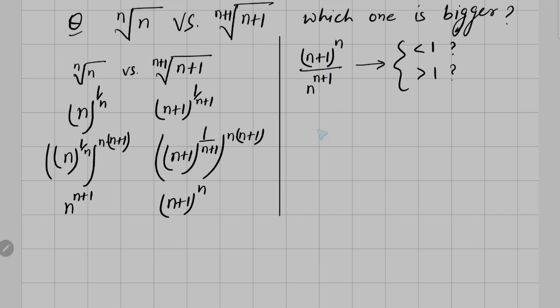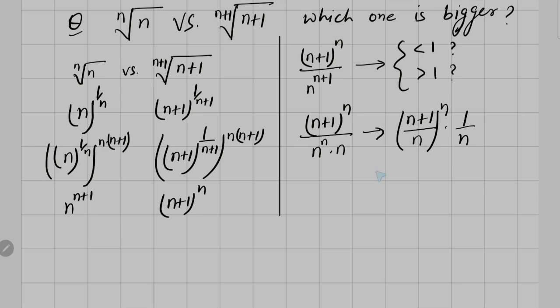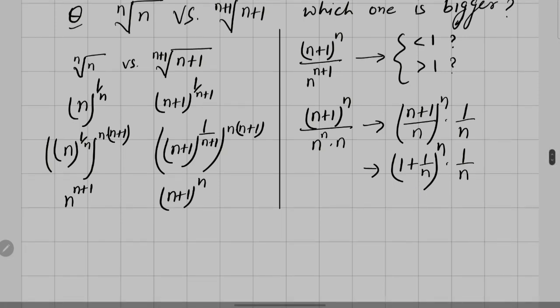So rewrite this expression (n+1)^n divided by n^n times n. Combine the power n: so ((n+1)/n)^n times 1/n. Or if we distribute the denominator, (1 + 1/n)^n times 1/n. Here we know that if n is very large, this expression goes to exponential.